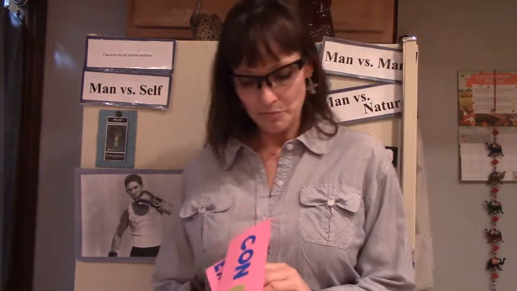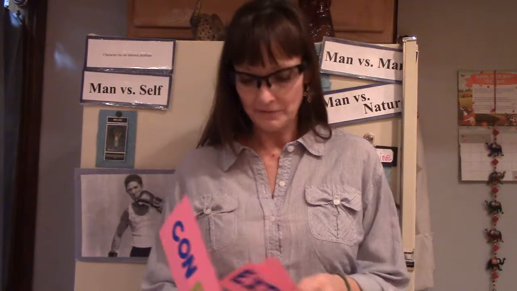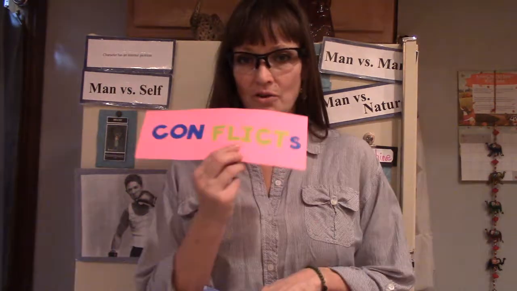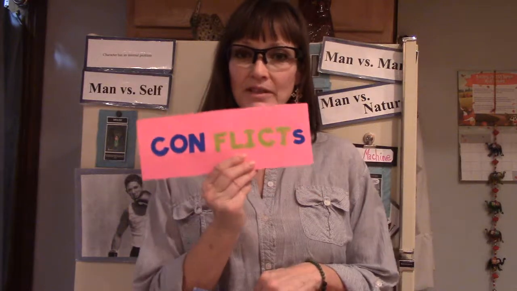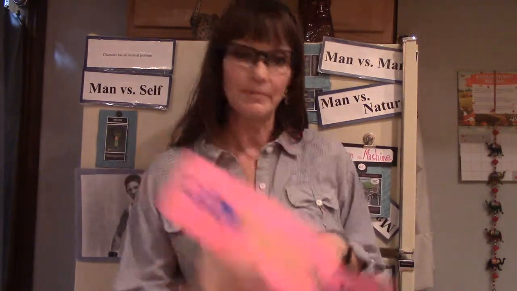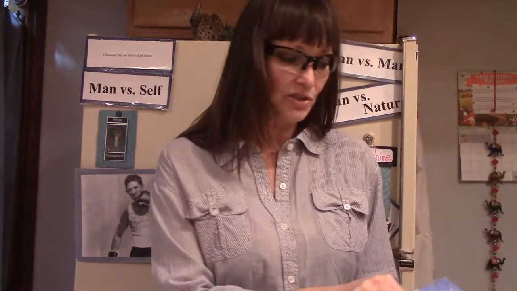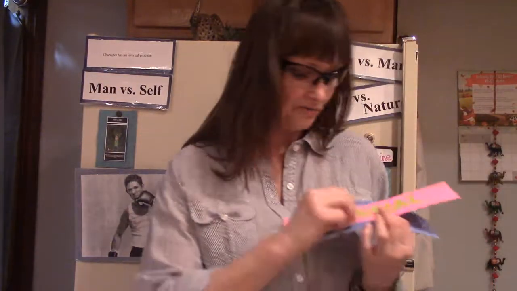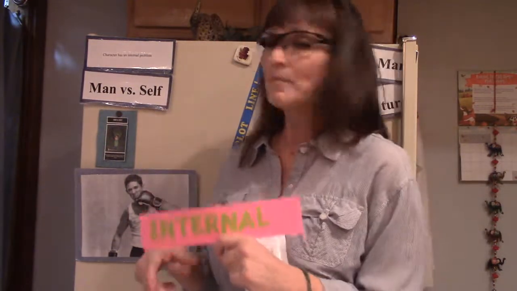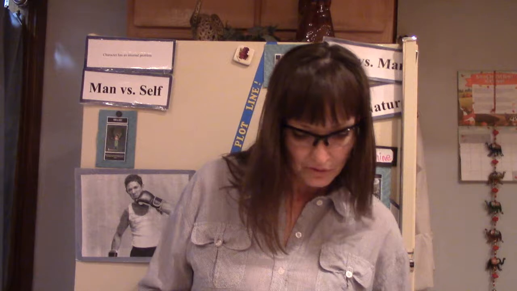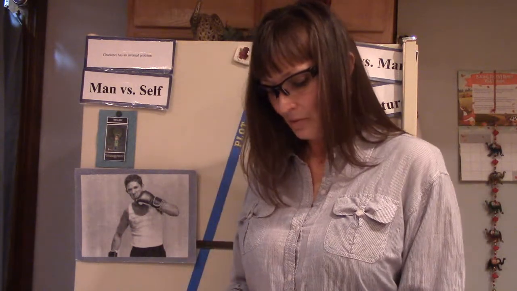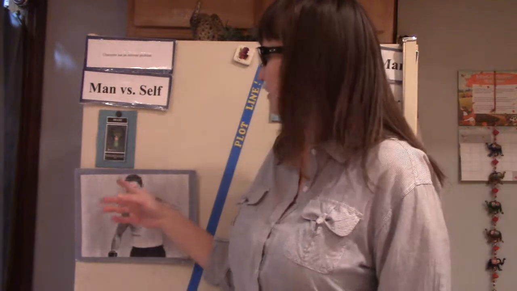The next group of words that we have, 51 through 55, are all conflicts. Now conflicts can be divided into two types. We have external conflicts and we have internal conflicts. Internal conflicts are those like the first one, man versus self. Man versus self is where the character's main problem exists within him or herself.